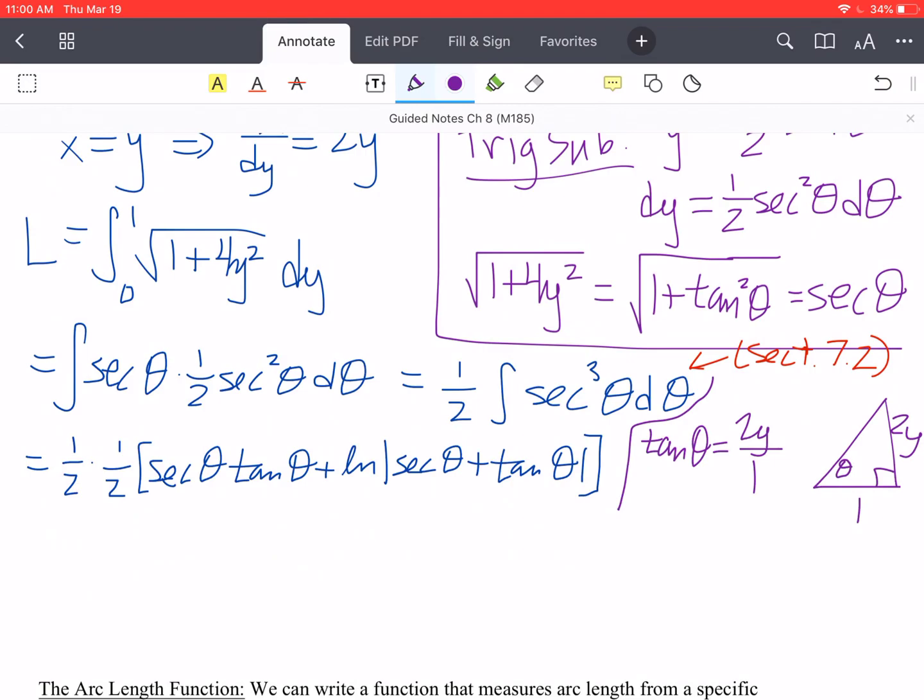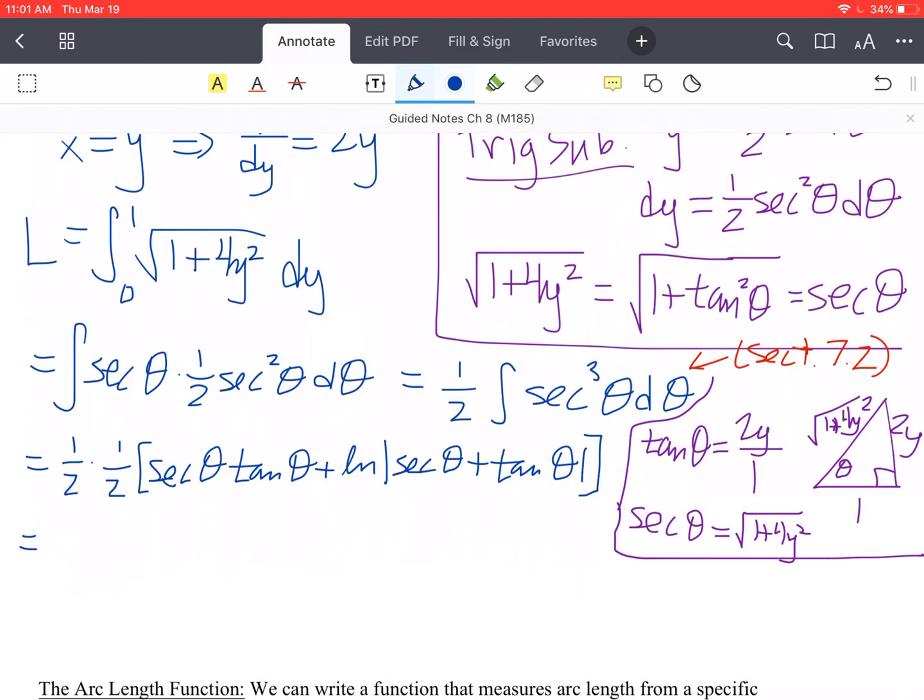So secant theta, that's going to be 1 over cosine. Cosine is adjacent over hypotenuse, so secant is hypotenuse over adjacent. And the hypotenuse, using the Pythagorean theorem, that's going to be square root of 1 plus 4y squared. So secant is just going to be square root 1 plus 4y squared over 1, but we don't need to write over 1. And this is going to give us all the pieces that we need.